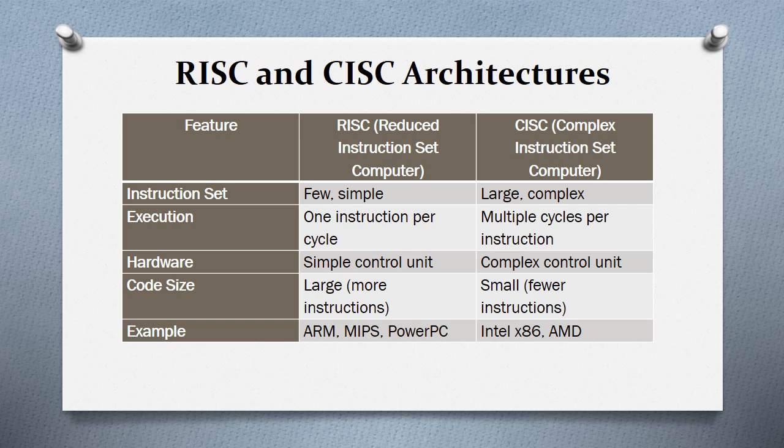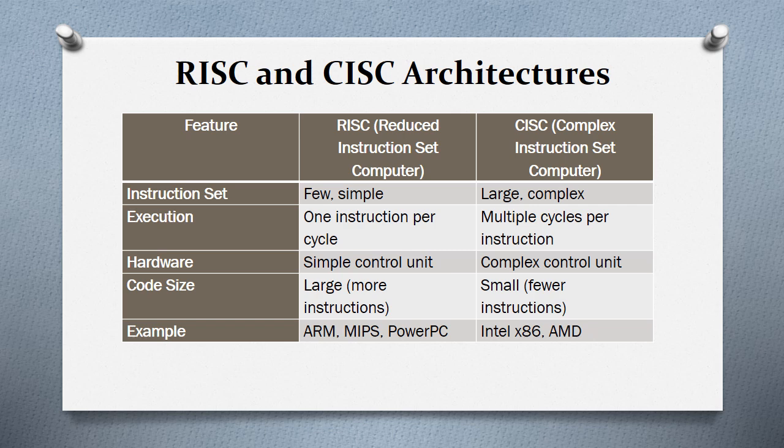And in the code size, when a program is written using simple instructions, you may need a large number of instructions to complete a task. So that means the amount of memory required will be large. Otherwise I can say more instructions are needed. Some examples are ARM, MIPS and PowerPC.